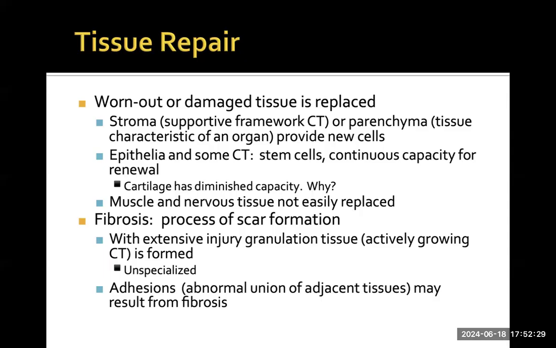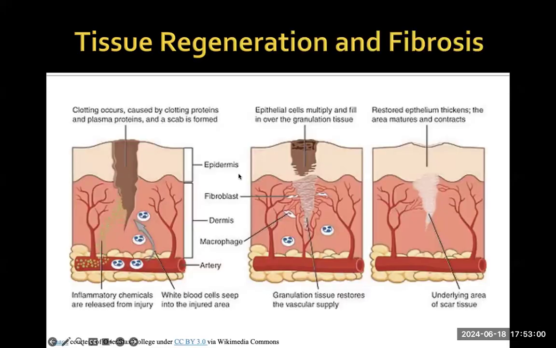So an example here is fibrosis. Fibrosis is the process of scar formation. With extensive injury, there's granulation tissue that's going to form, which means it's actively growing connective tissue, and it's unspecialized at the time. You could develop some adhesions that would result from fibrosis, which basically just means there's a bumpy or abnormal junction between the cells that are touching each other, and it looks a little bit raised and a little bit more prominent. That would be fibrosis.